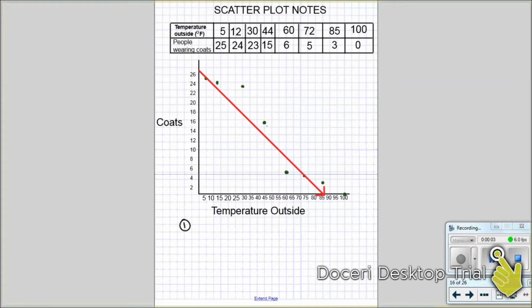Alright, so on 3 we're all going to say what type of correlation we think it is. So either negative or positive. Ready? 1, 2, 3. Alright, we should have said this is another negative correlation.